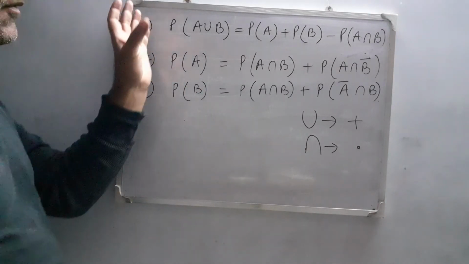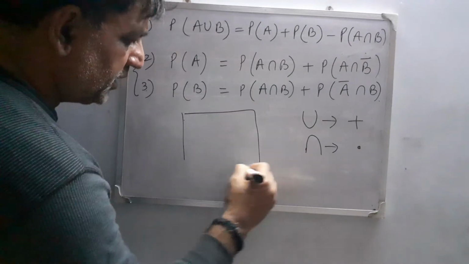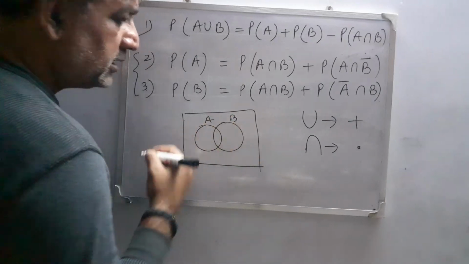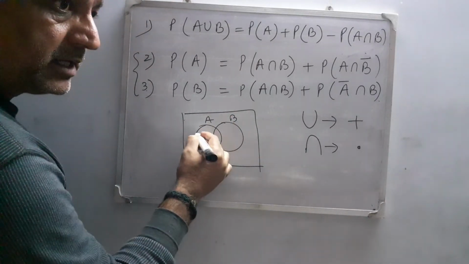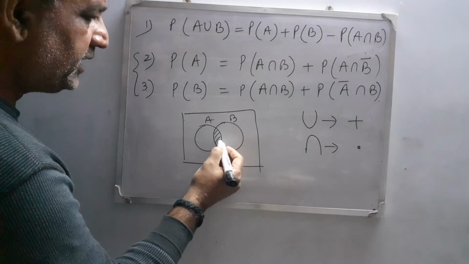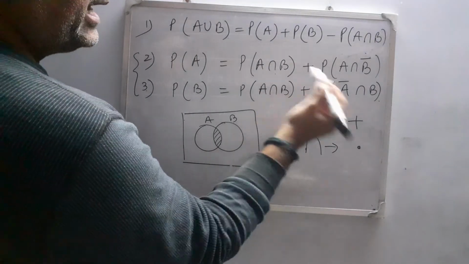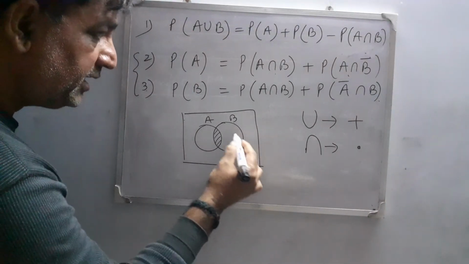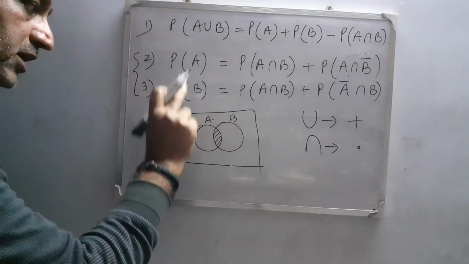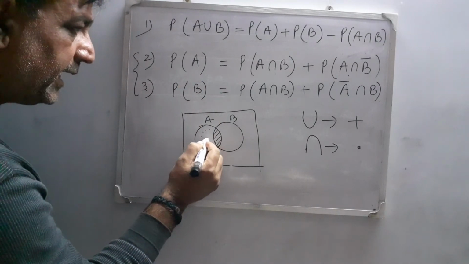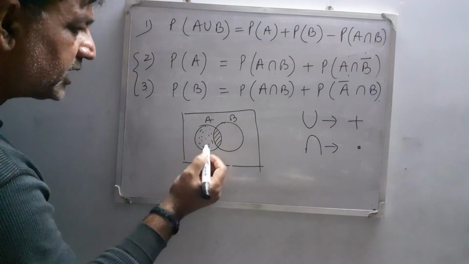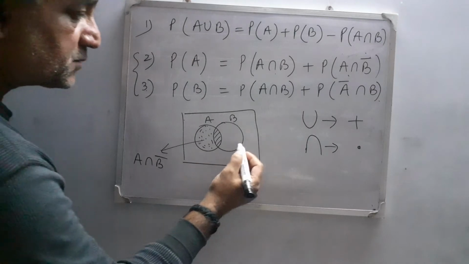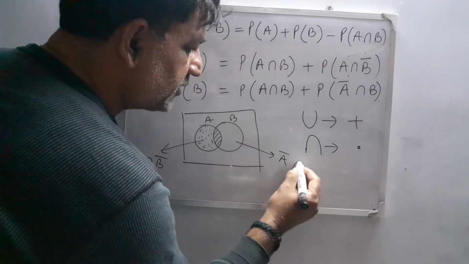You can verify all these using a Venn diagram. If you prepare a Venn diagram, you will find that A and B are two events. Now the A event is made up of A intersection B, and then A intersection B bar. B bar means except B, whatever remains, the common portion of A. So this one is called A intersection B bar. This part is A intersection B bar. This part is called A bar intersection B.